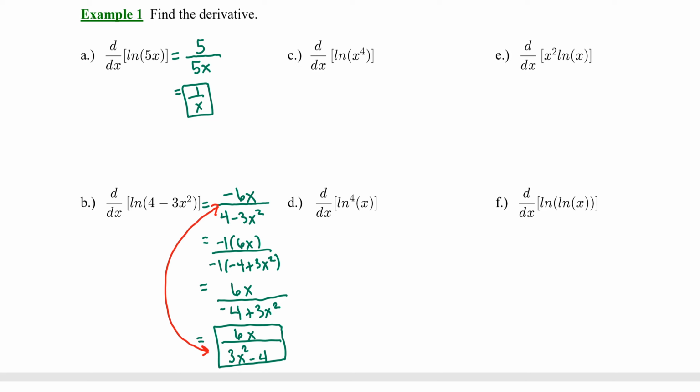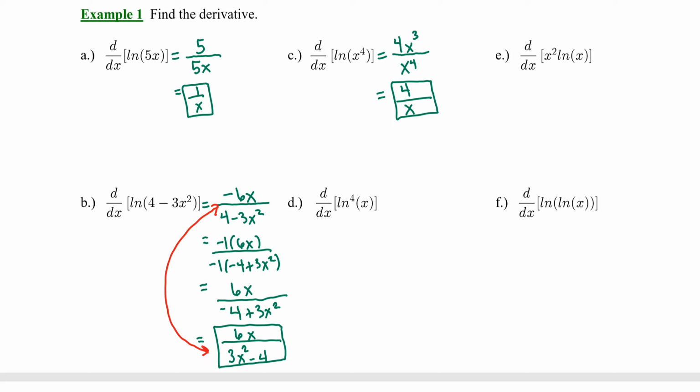Moving on to example C, the derivative with respect to x of natural log of x to the fourth. Notice the argument here, what's in parentheses, is x to the fourth. So we take the entire argument and put it in the denominator, and we find the derivative of that argument, 4x cubed, and put that in the numerator. We could reduce and cancel out an x cubed here, and the resulting simplified derivative is 4 over x. One thing that you should be aware of here, when you differentiate a natural logarithmic function, the derivative does not have a natural log. It turns out to be, in this case, a rational function.